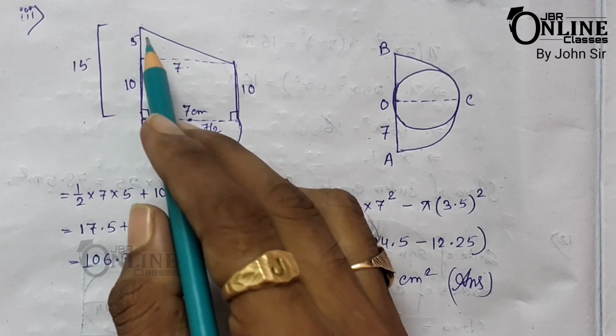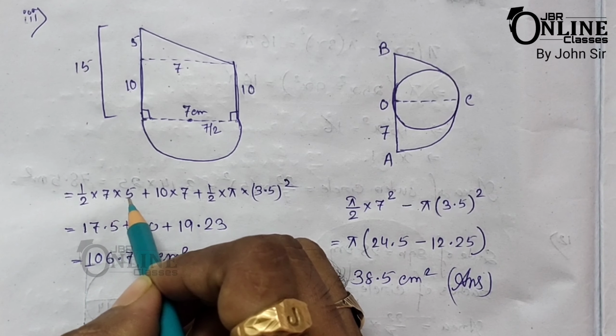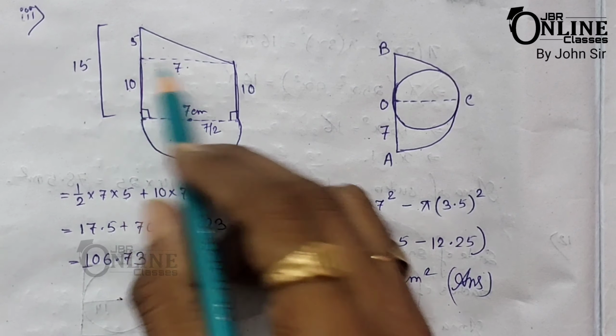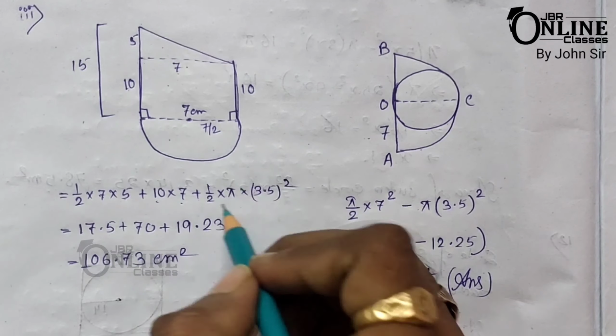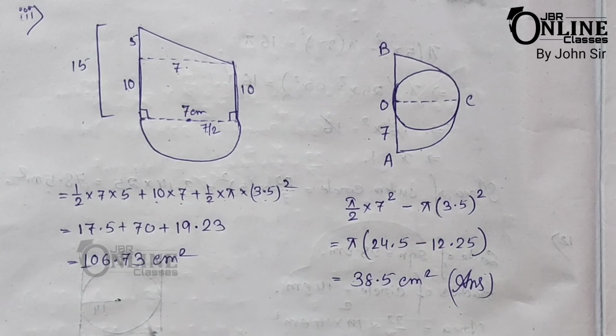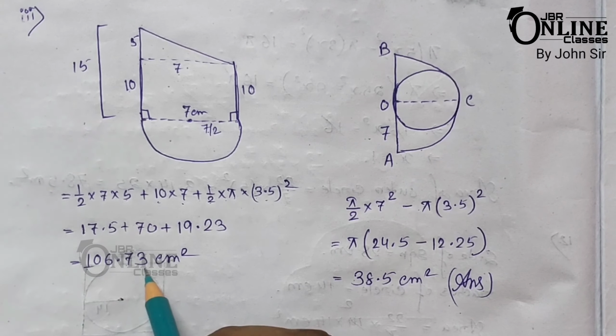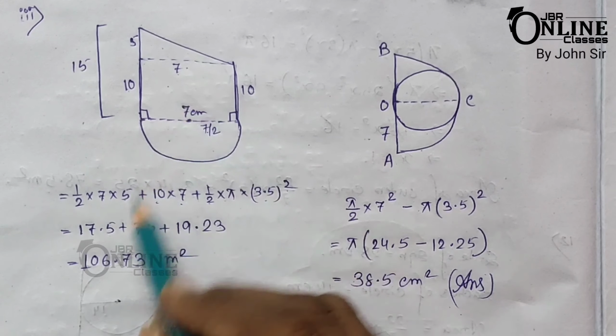So first you have to write down the area of the triangle, half into base into height. Second one, rectangle, length into breadth. Third one, it's semicircle, so half into pi into (7 by 2) whole square. So after calculation you will get 106.73 centimeter square is the area of the whole diagram.